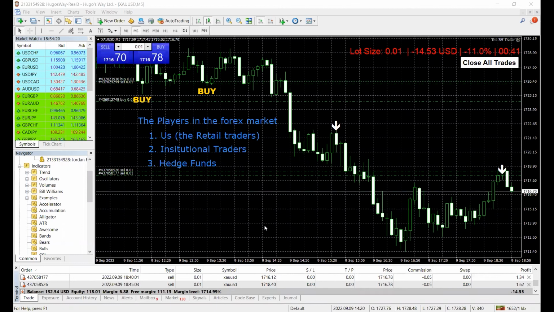Well, not in a sense of the other players, but they've got an even bigger pool than the institutional traders. So us as the retail traders, we're going to follow the institutional traders, who in turn are going to follow the hedge funds.